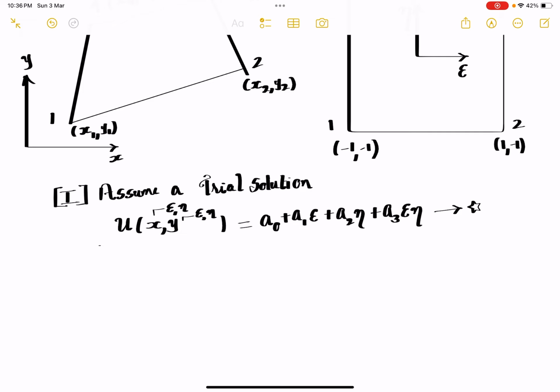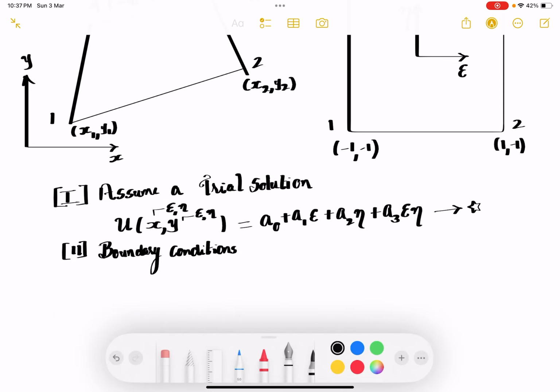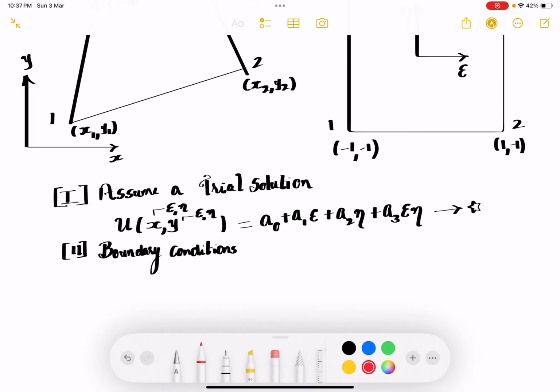Second step is to apply the boundary conditions. So step number 2 is to apply the boundary conditions. So what are the boundary conditions that you are going to apply? The first boundary condition is at -1, -1, at x1, y1, the displacement at nodal point 1 is going to be u1. The displacement of nodal point 1 along the vertical direction is going to be v1.